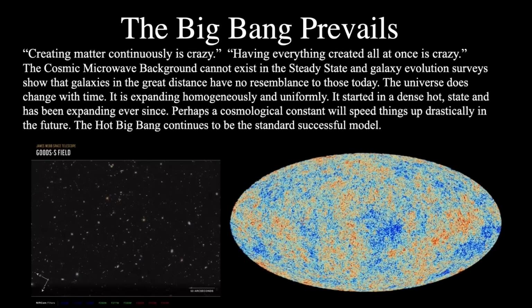Long story short, the Big Bang did prevail in this argument. But how? Because the arguments are kind of the same. The people supporting the Big Bang said, creating matter continuously, that seems crazy. And then Hoyle and Bondi and Gold said, having everything created all at once, that's crazy. So it's two really crazy ideas. The universe is doing something crazy, whether it's creating matter continuously or having everything created all at once. Crazy meaning counterintuitive, not insane or wrong.